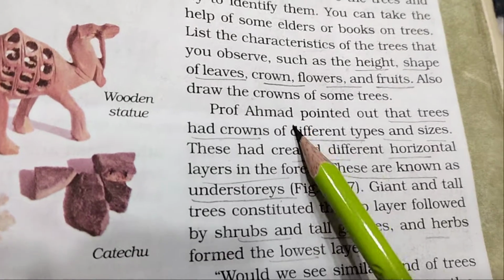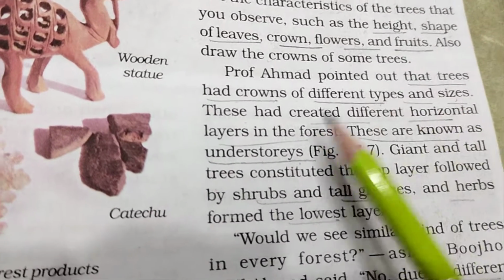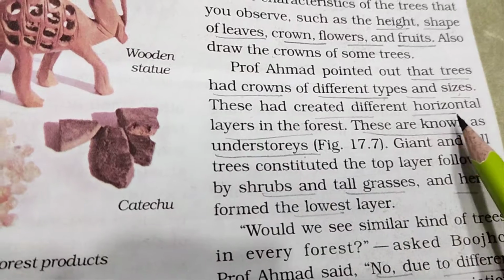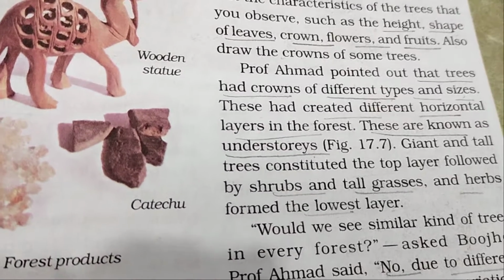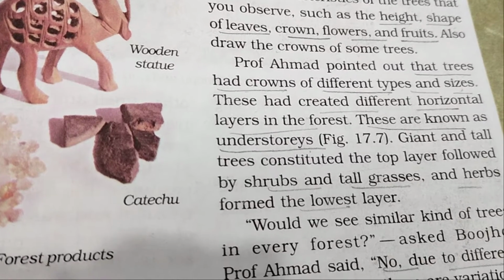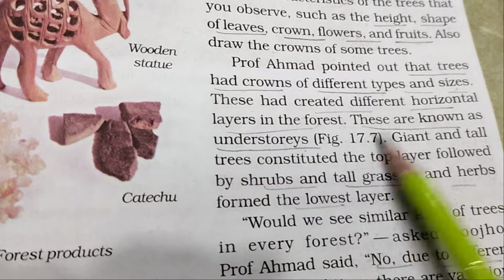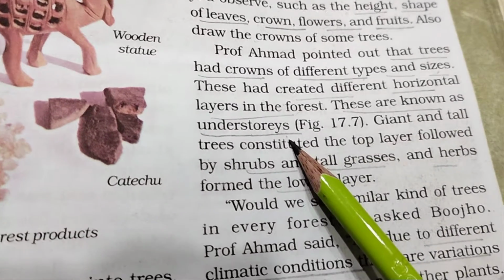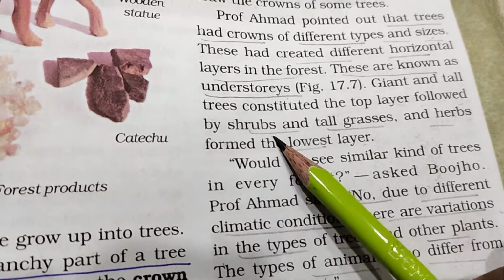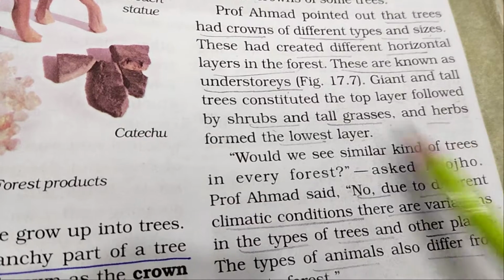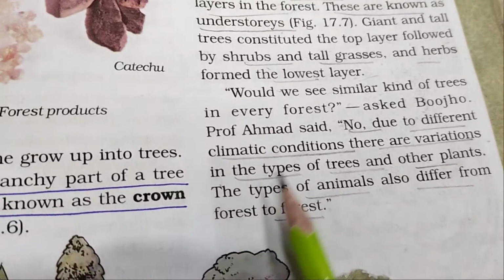So Professor Ahmed pointed out that the trees had crowns of different types and sizes. These had created different horizontal layers in the forest. If some trees are tall, they are on the upper layer, and some are short, so they have created a bottom layer in the forest. These are known as understories. So giant and tall trees constitute the top layer, which is followed by shrubs and tall trees, whereas the herbs form the lowest layer.